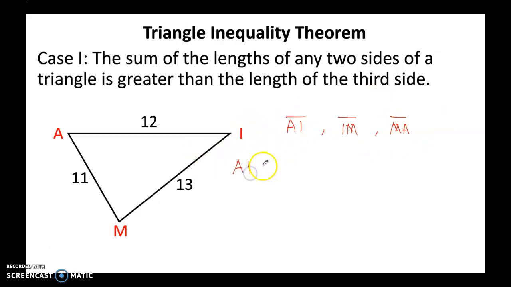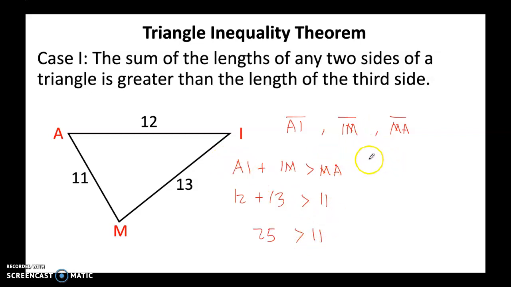If we add AI plus segment IM, it should be greater than the third side, which is segment MA. Let's substitute the values. The segment AI measures 12 plus the measure of IM, which is 13. It should be greater than the measure of segment MA, which is 11. 12 plus 13 is equal to 25, greater than 11.